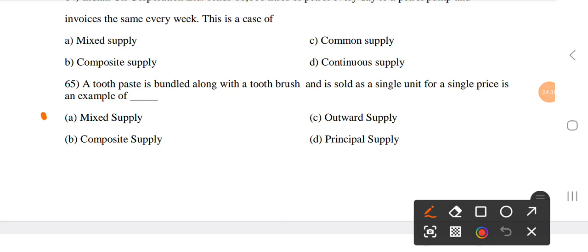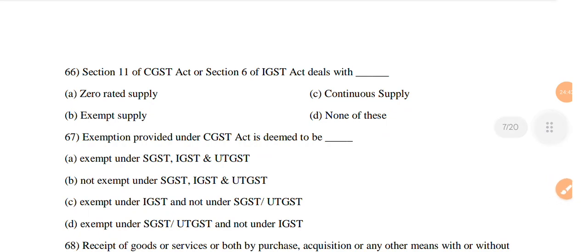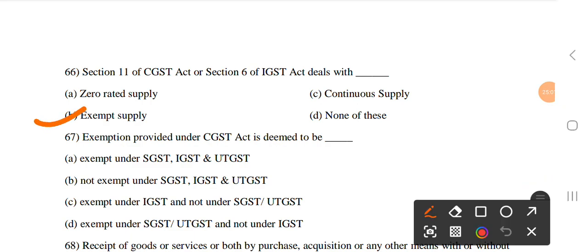Next question. Section 11 of CGST Act or Section 6 of IGST Act deals with dash. Option A, zero rated supply, B, exempt supply, C, continuous supply, and D, none of this. The correct option is B, exempt supply.